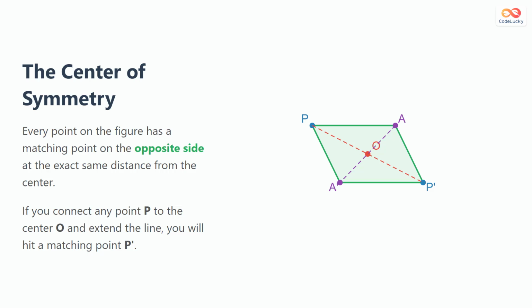The point you rotate around is called the center of symmetry. A key property is that every point on the figure has a matching point on the direct opposite side at the exact same distance from the center. If you draw a line from any point P through the center, O, you will hit a matching point P' on the other side.